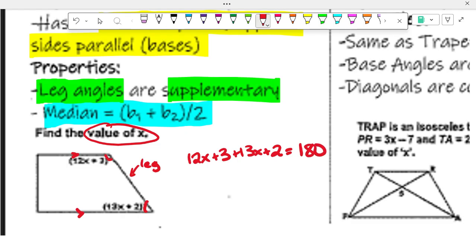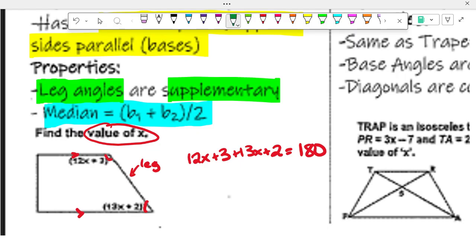So guys, with setting up your equations, more often than not you're either going to set it equal to 180 or you're going to set them equal to each other. You set them equal to 180 if they're what? Supplementary. You set them equal to each other if they're what? Congruent. All right, so that's the difference.